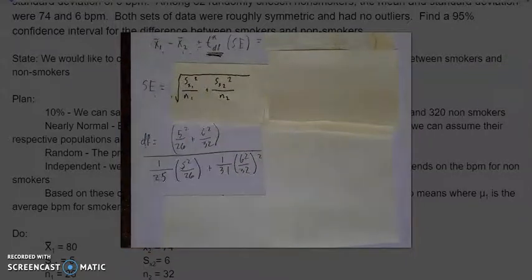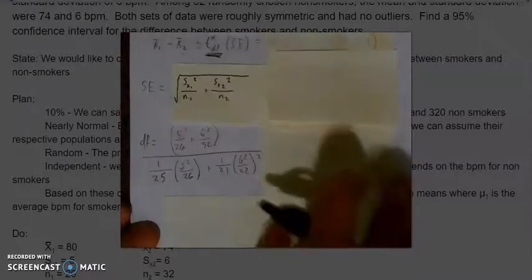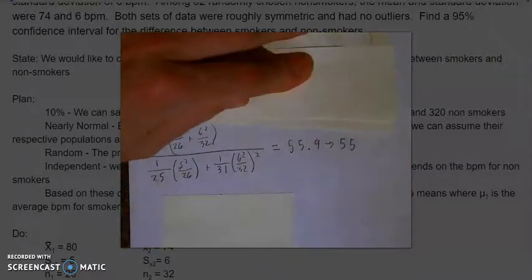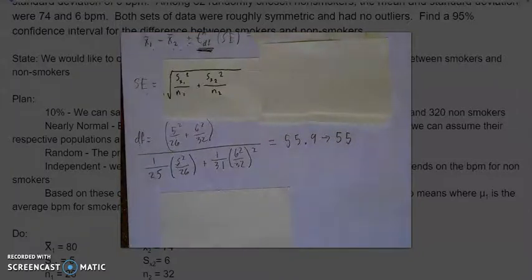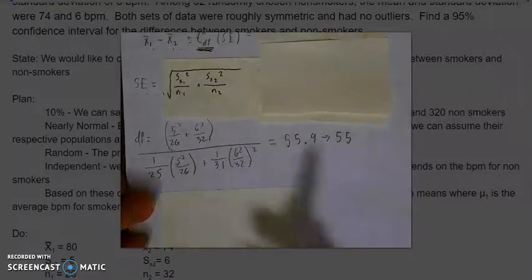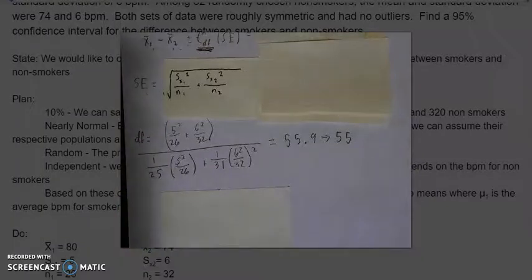5 and 6 go there, n1 and n2 go there, and once you simplify everything, you get 55.9, which will round down to 55, because as you know, we like to play things safe. All right, so we have the degrees of freedom.